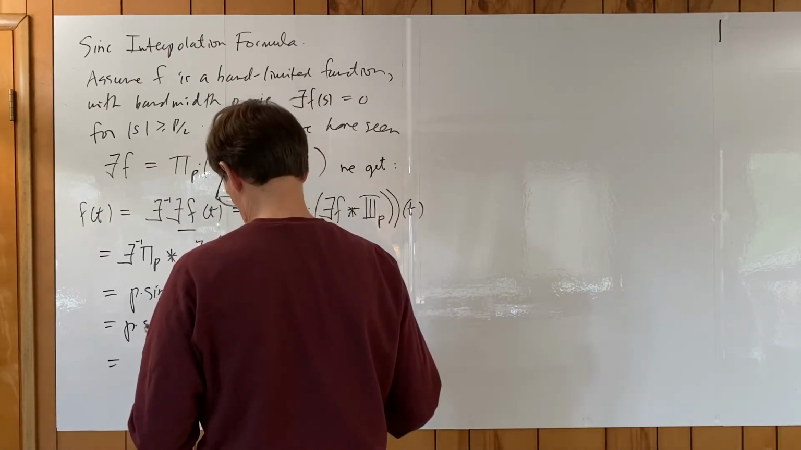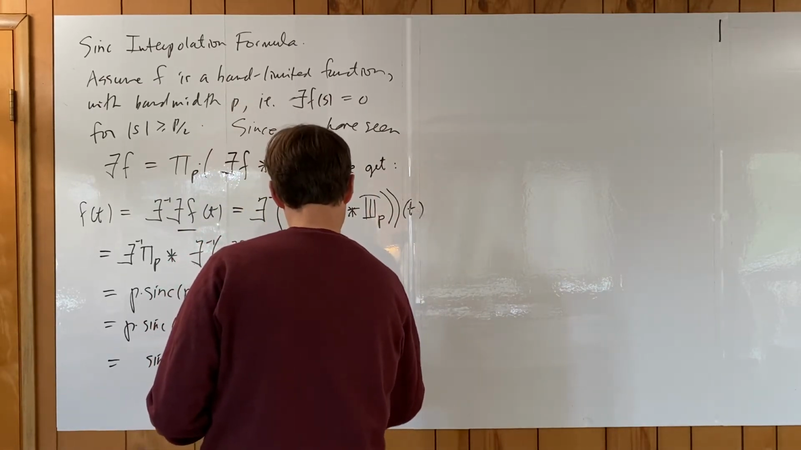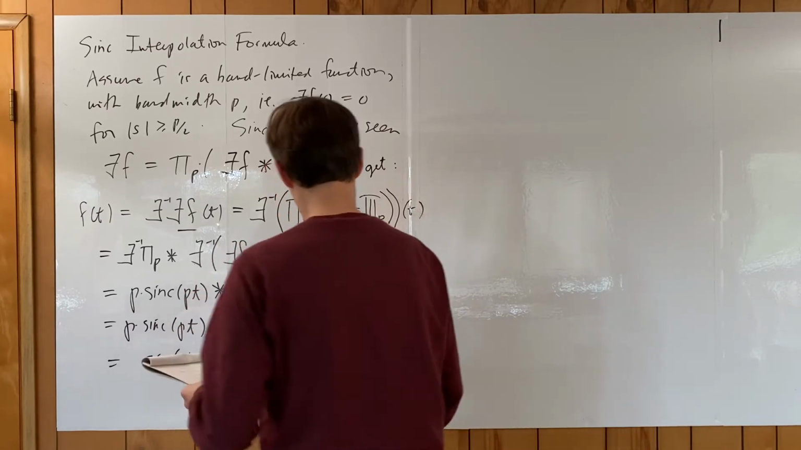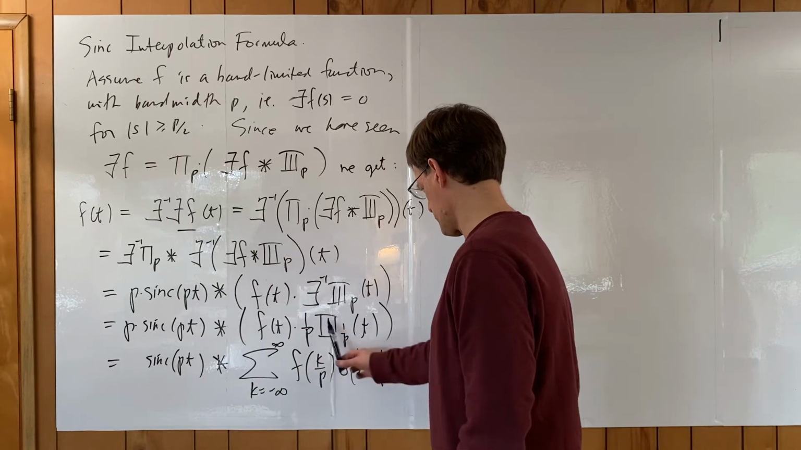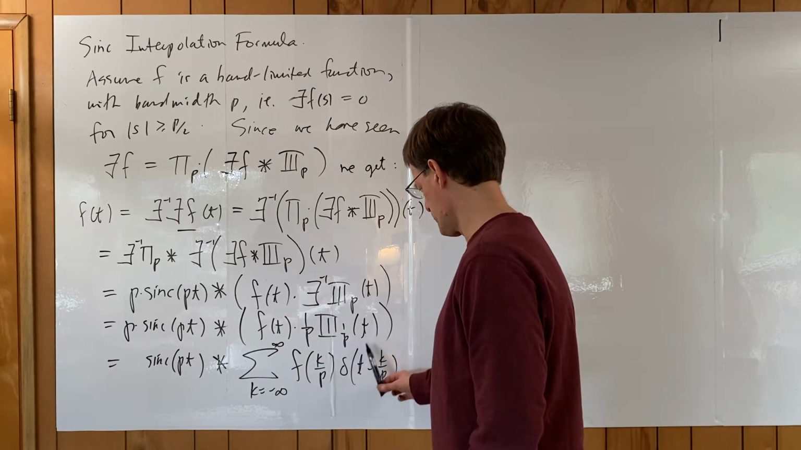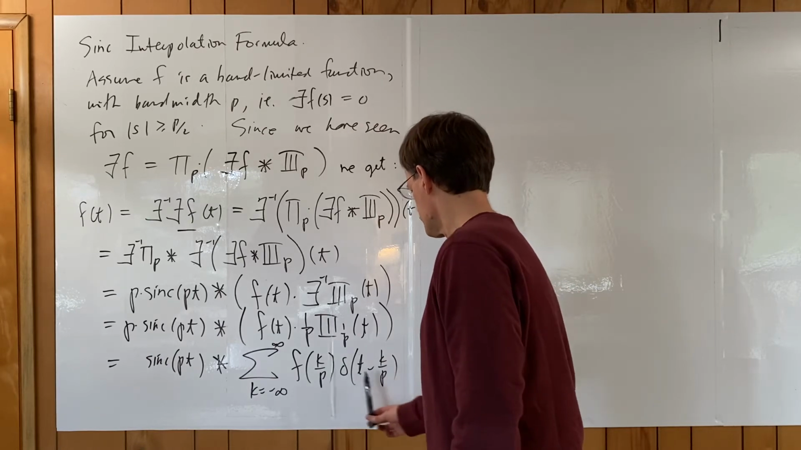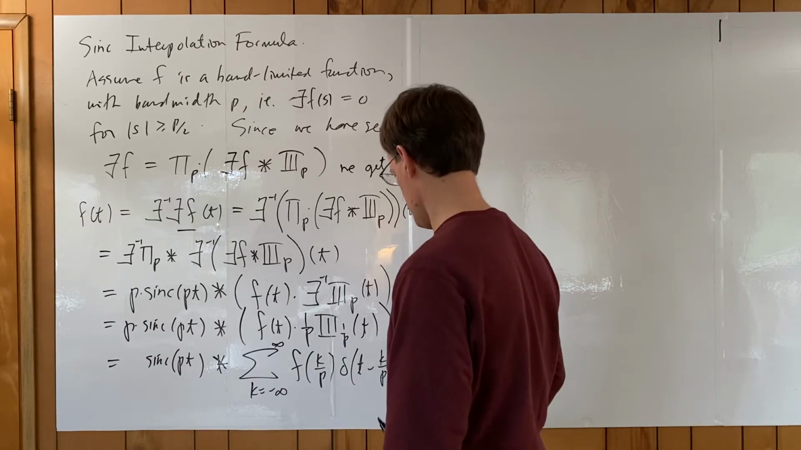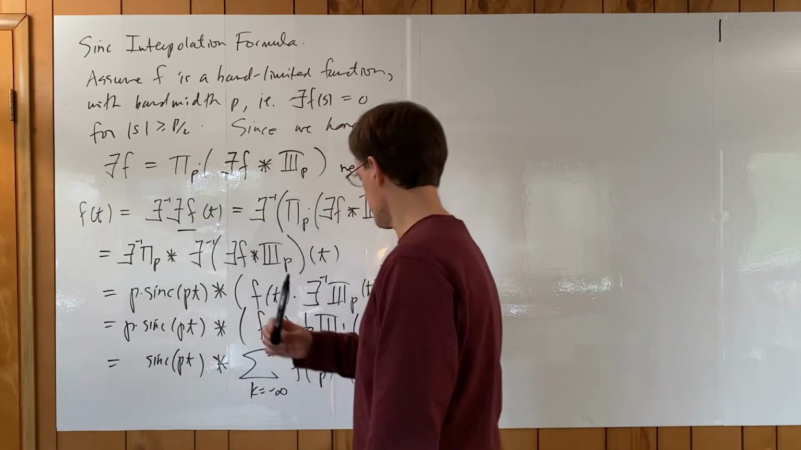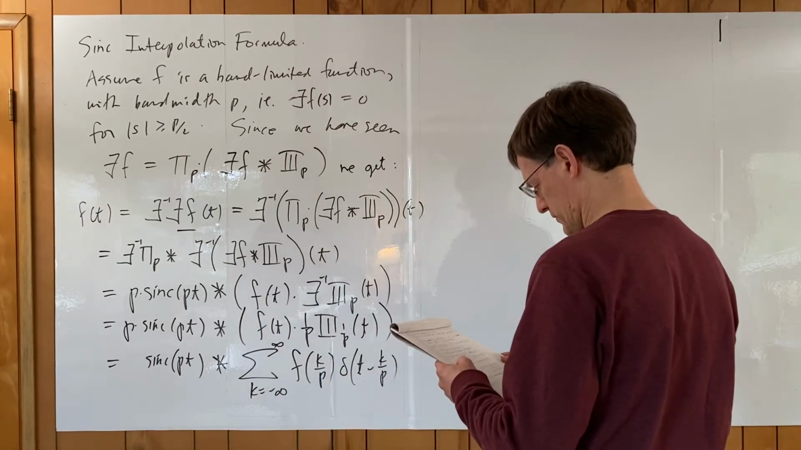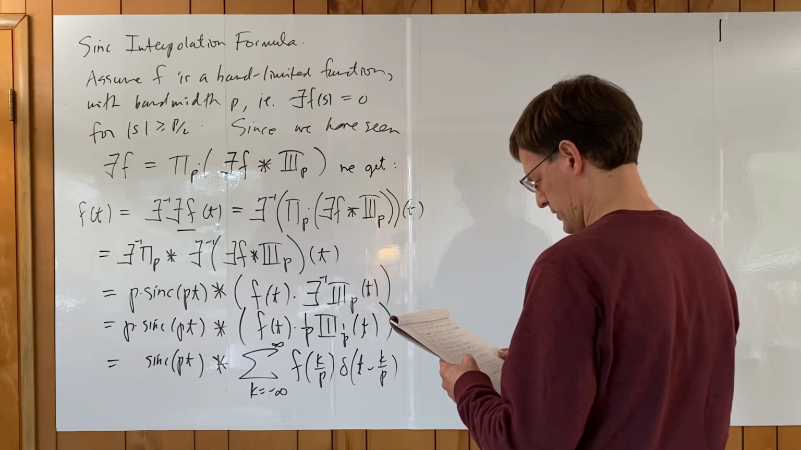So here now we just have f of k over p times delta of t minus k over p, right? So once again, this is just the Shah distribution with all those delta functions shifted over intervals of k over p for all the integers k, and it just picks up the value of the function f now at each of those. Okay, so now we've got this convolution. So how do we work this one out?